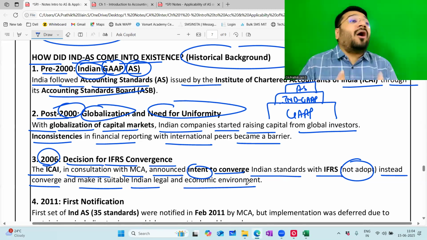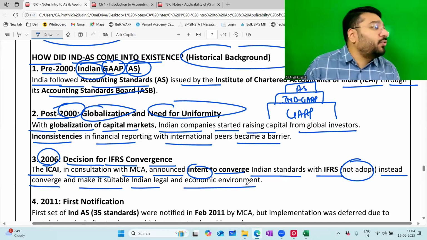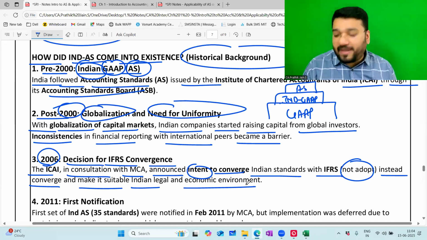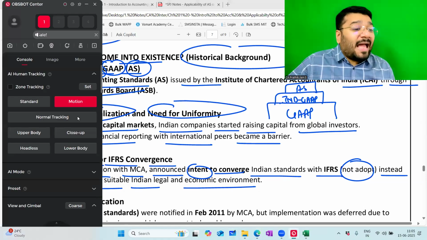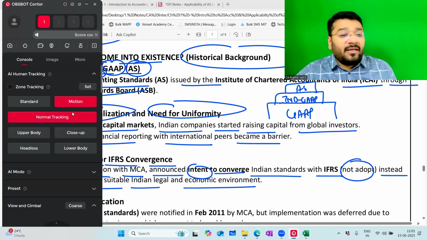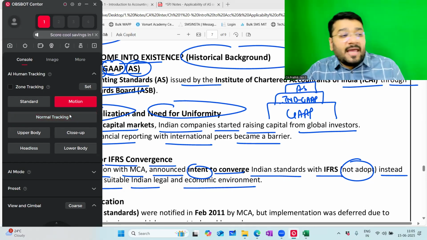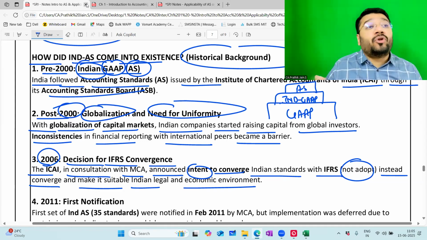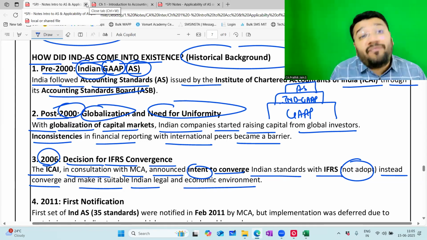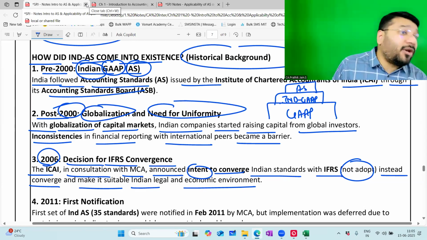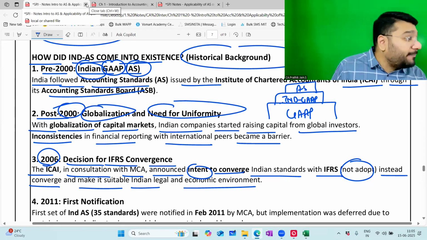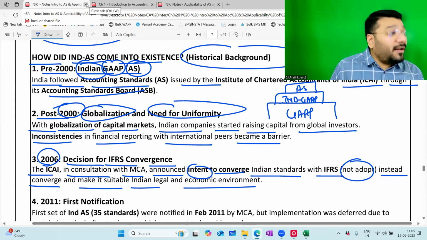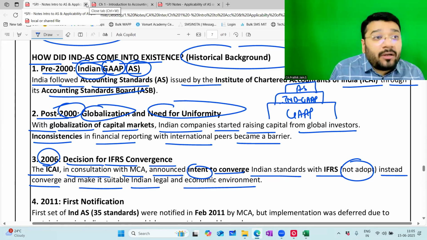But all this could not happen in 2000, 2001, 2002, 2003, 2004, 2005. Why could this not happen? Because the language in which we were communicating and the language in which they were communicating were not the same. They felt that our financial statements are not that robust, not that strong, transparent, reliable. So even though they wanted to invest in our companies in India, they could not go ahead.